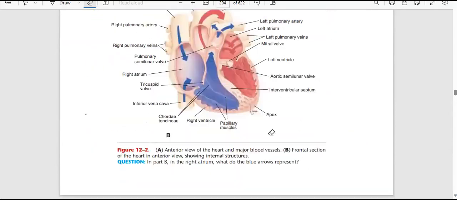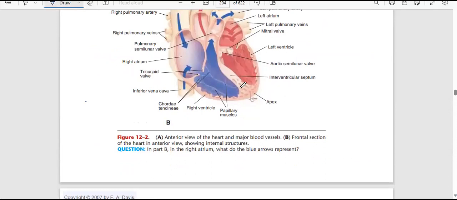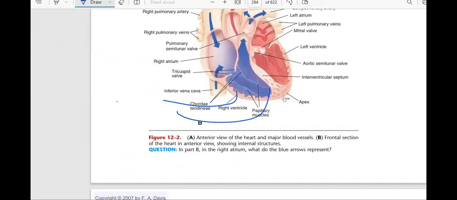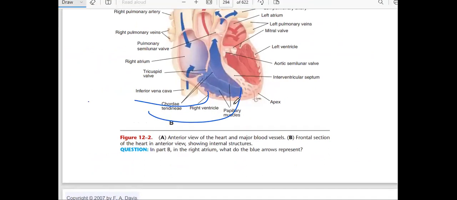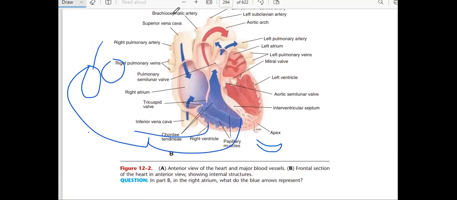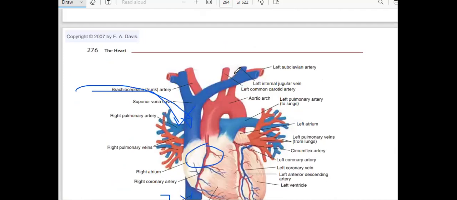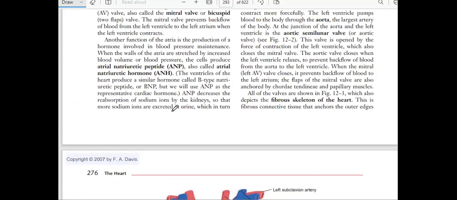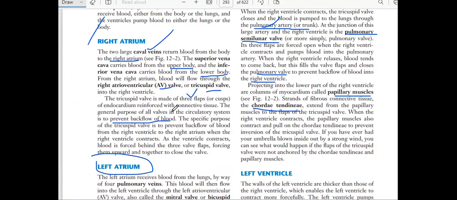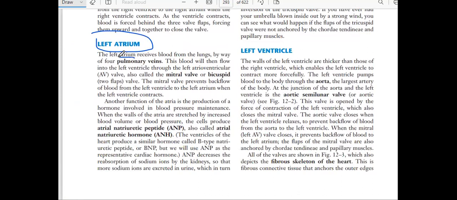From the right ventricle, the blood reaches the lungs with the help of the pulmonary valve. Okay, the pulmonary valve is semilunar. So the blood reaches the lungs and is oxygenated, which means oxygen is mixed with the blood. Then it will reach the left atrium with the help of, you can see here, the pulmonary veins.